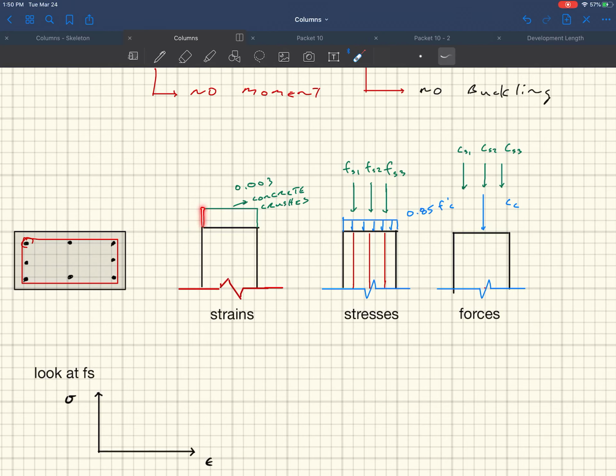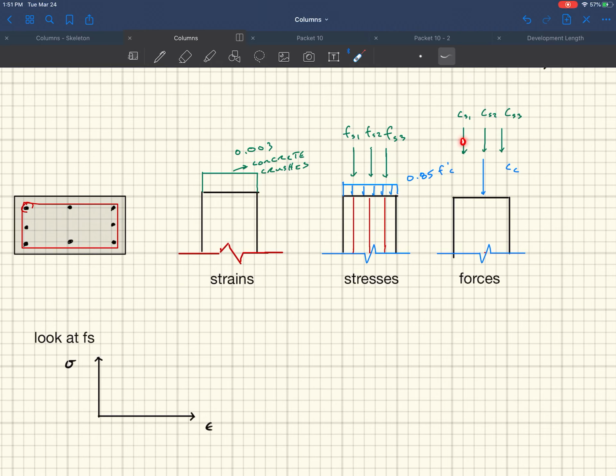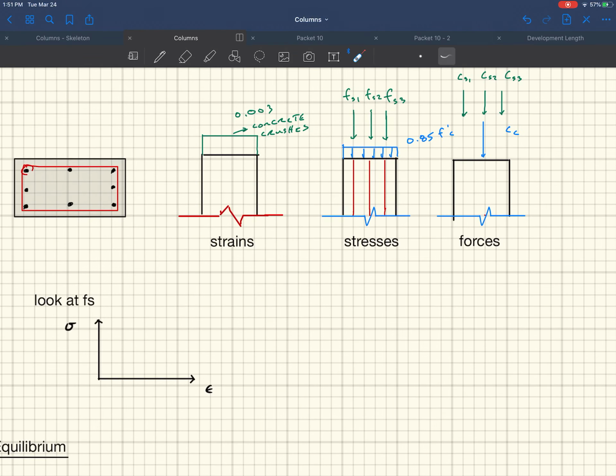And so, anyways, you stress it to 0.003. You then get these stresses from the steel, and then you get this stress from your concrete, and from that you could calculate the force from the steel row one, force from the steel row two, and the force from the steel row three, and then what the concrete compression force is. Okay, and then you add them up.